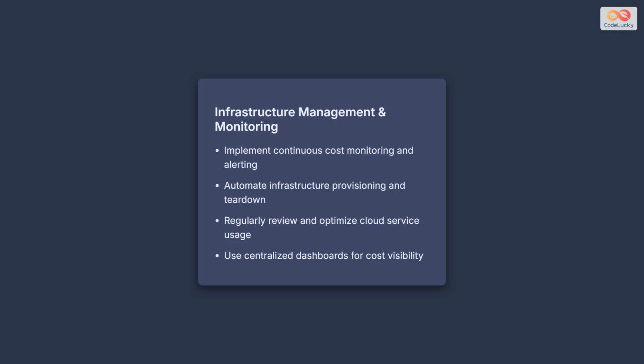Finally, let's discuss infrastructure management and monitoring. First, implement continuous cost monitoring and alerting to track expenses. Second, automate infrastructure provisioning and teardown to streamline resource management. Third, regularly review and optimize cloud service usage for cost effectiveness. Finally, use centralized dashboards for cost visibility to make informed decisions.